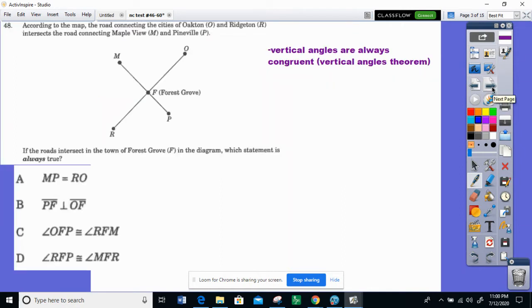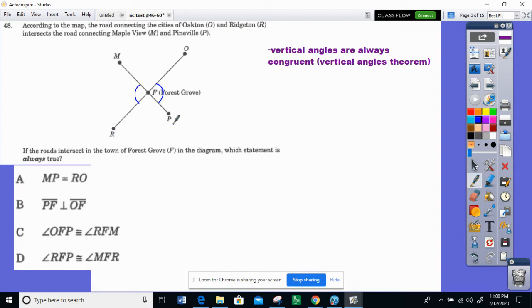Number 48 says, according to the map, the road connecting the cities of Oakton and Ridgeton intersects the road connecting Mapleview and Pineville. If the roads intersect in the town of Forest Grove in the diagram, which statement is always true? Something that we know is always true is that vertical angles are always congruent. So if we can find two vertical angles, such as angle OFP and angle RFM, those have to be congruent.